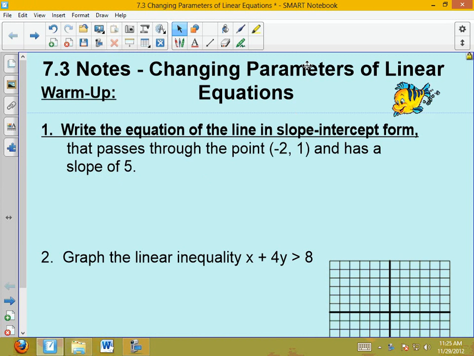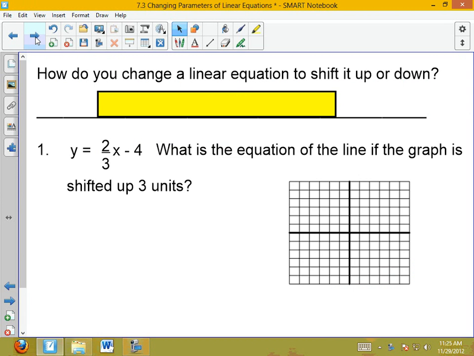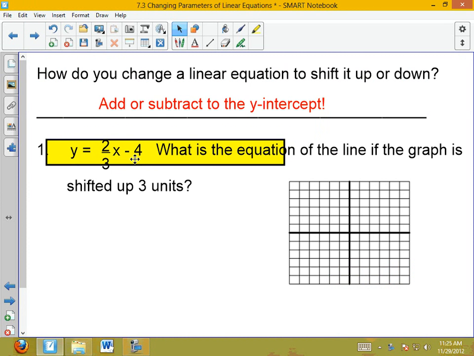Okay, this is lesson 7.3, changing parameters of a linear equation. Please do your warm-ups. We're not going to go over them here, but you can come in and check to see if they're correct. Okay, how do we change a linear equation by shifting it up or down?